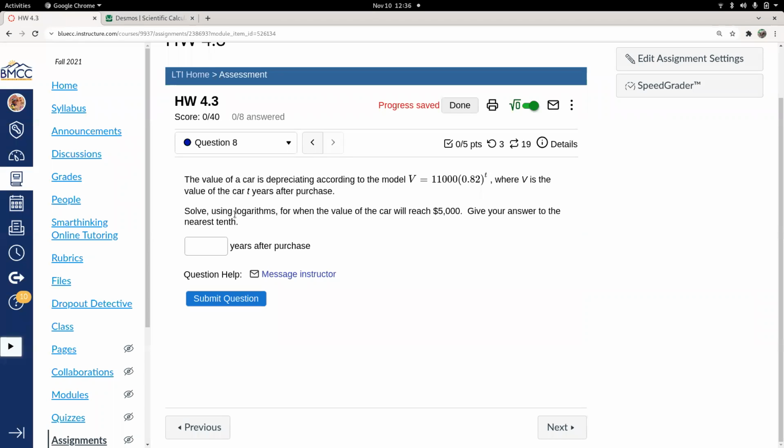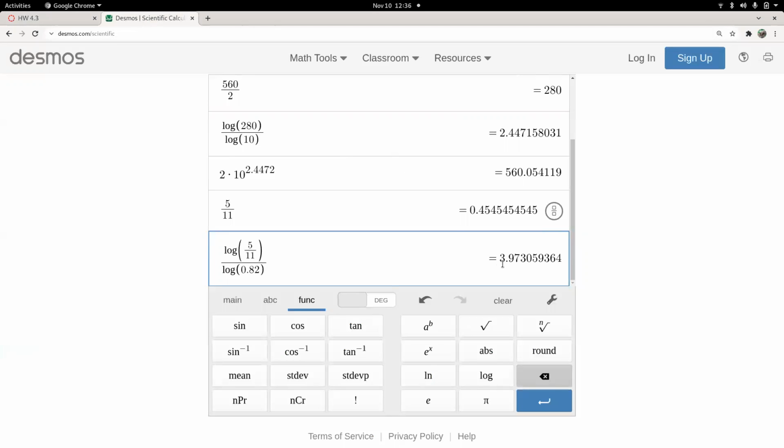This asked for, to the nearest 10th, 1 decimal place. So I would say the 7 rounds the 9 up. So this would be 4.0.